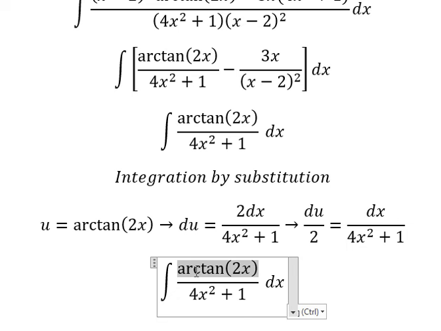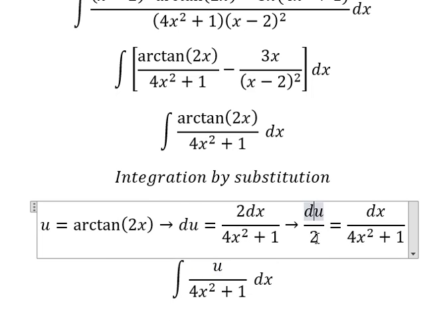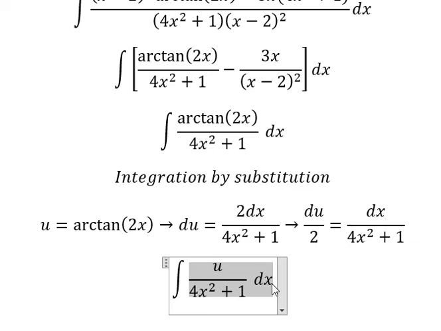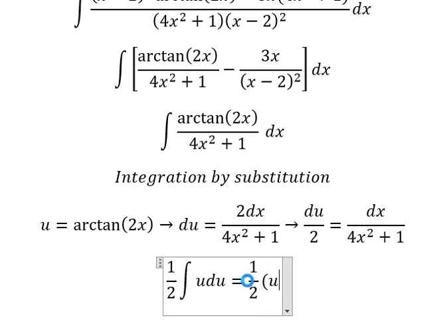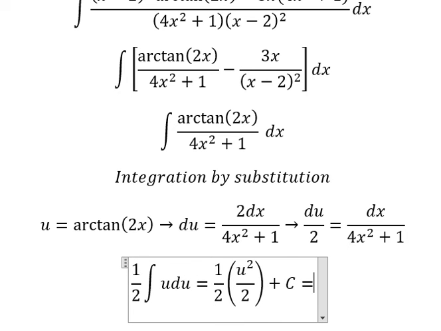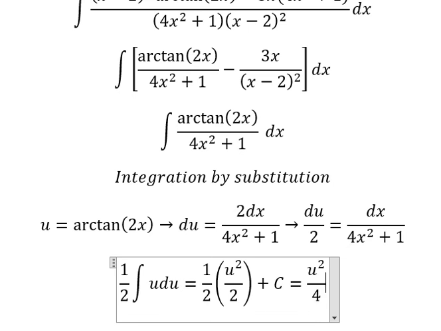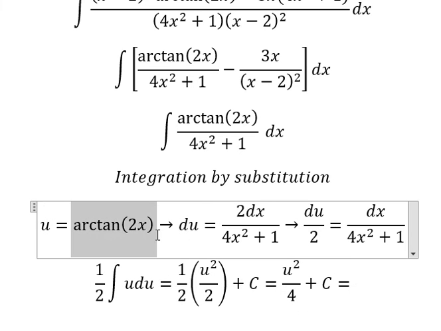This one we change by u. The s over 4s squared plus 1 we change by this one. The integration of u, we have u squared over 2, and I will put c. Number 2 and number 2, we have number 4. About u, that is this one.